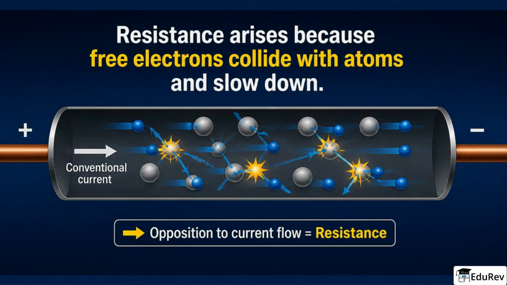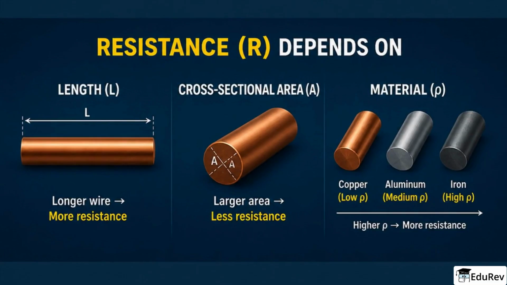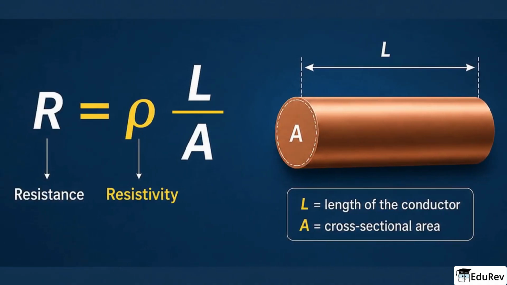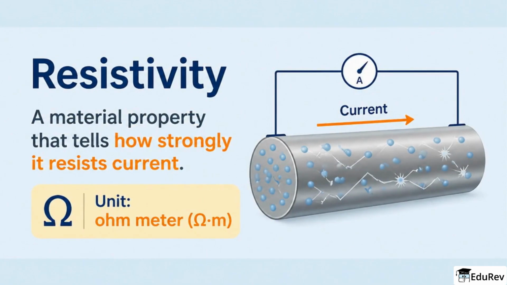So current faces opposition. The value of resistance depends on the length of a wire, the area of its cross-section, and the nature of the material. We write this as R equals rho times the quantity length divided by area, where rho is resistivity. Resistivity is a material property that tells how strongly the material resists current, and its unit is ohm meter.